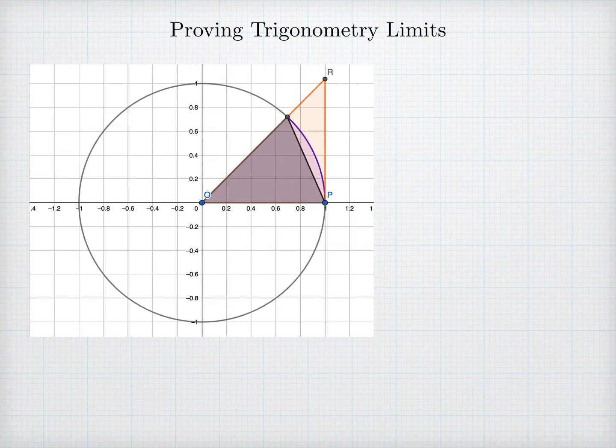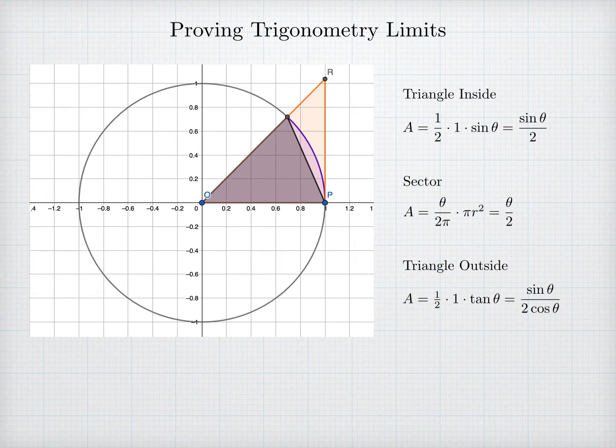So if I think about the shape of these three regions that we've talked about, let's calculate their areas. First, the triangle that's inside, we saw that it had a base of 1 and a height of the sine theta, and so its area is 1/2 of 1 times sine theta, or sine theta over 2.